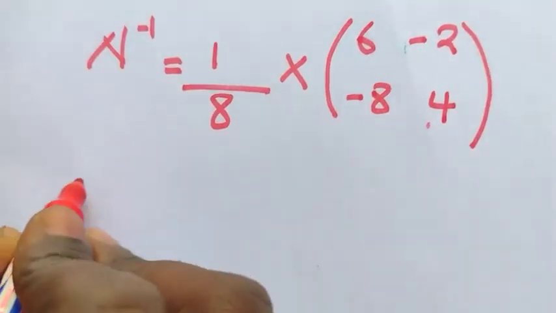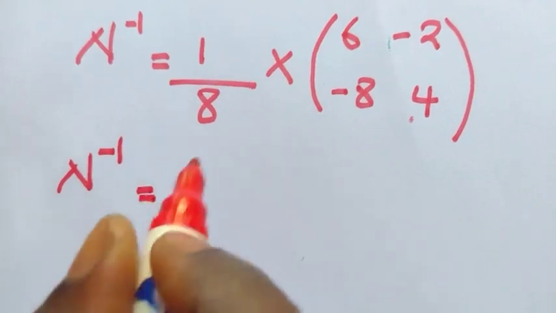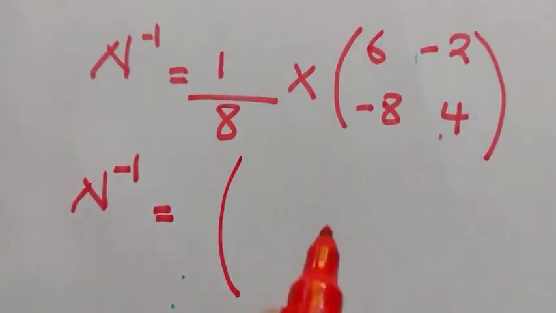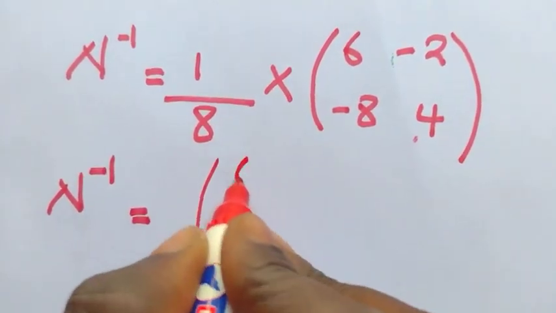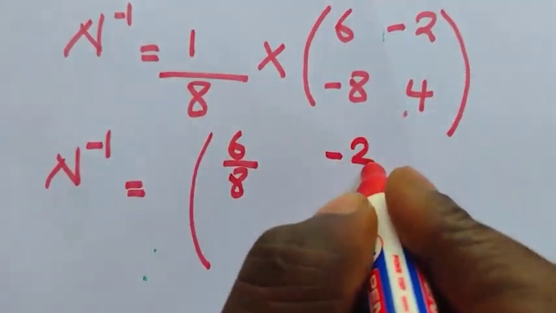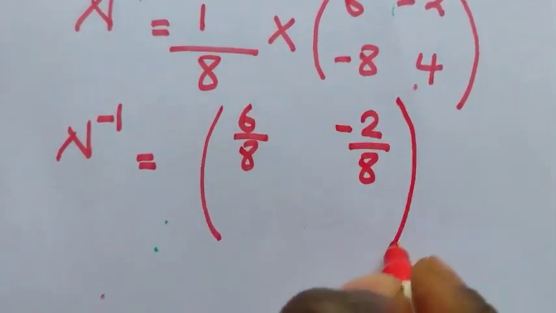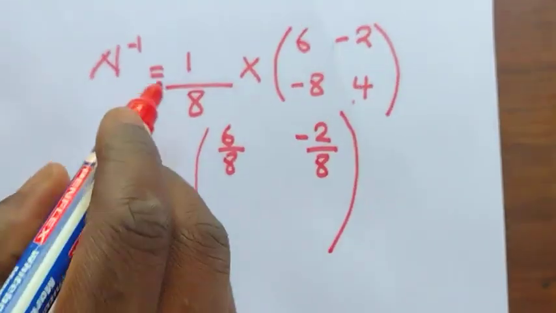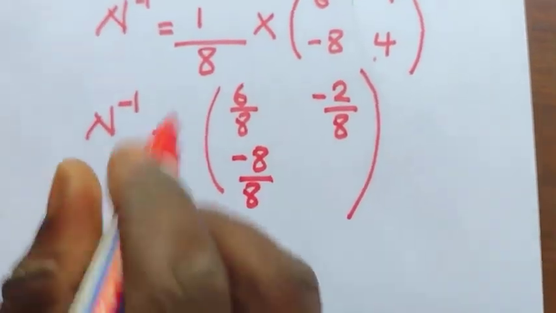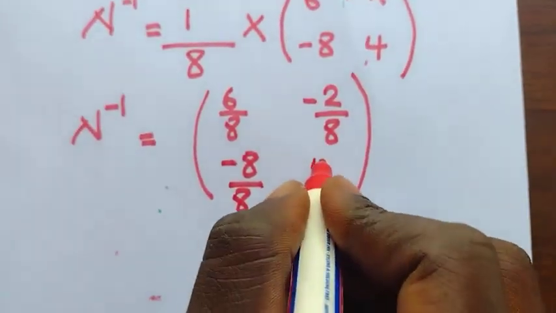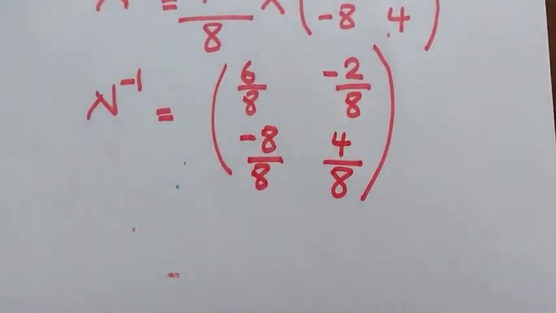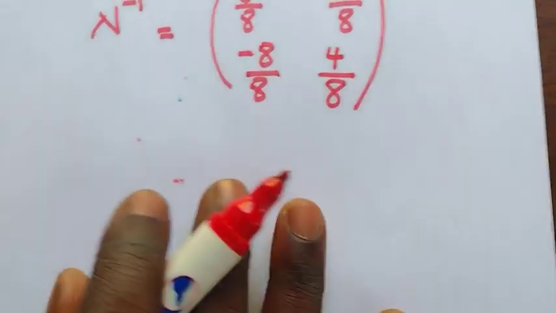What's next? We'll say inverse of matrix n equal to, so this 1 over 8 will multiply all the elements inside. You're going to have something like this. 1 over 8 times 6, you get 6 over 8. 1 over 8 times negative 2, you get negative 2 over 8. I do hope that you understand how we are multiplying them. 1 over 8 times negative 8, you get negative 8 over 8. 1 over 8 times 4, you get 4 over 8. Is it clear, people?